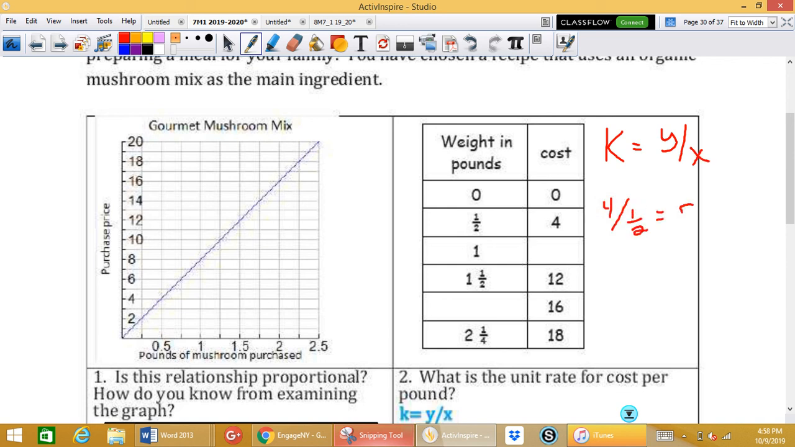When I do that, I get 8. So 1 times 8 is 8. 16 divided by 8 is 2. So if I had 1, it goes up to 8. So here's 1. There's 8. And if I go to 16, go over to the line, and then down, it's 2.